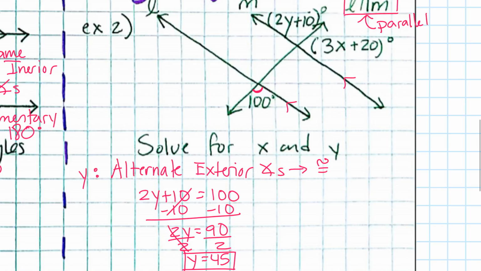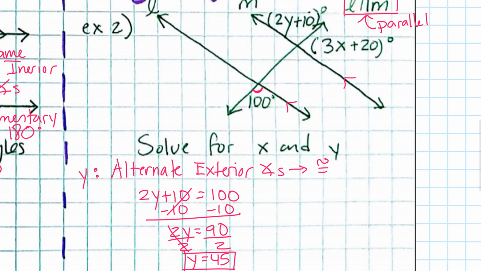What are you going to say, Sean? Oh, I have a question. Why didn't you put back the 45 into the 2y plus 10? You can. That's what we're saying right now. So you can plug the y back into the 2y plus 10 and get that angle measure, which is going to be what? 100. And that angle and the 3x plus 20 angle are a linear pair, meaning they add up to 180.